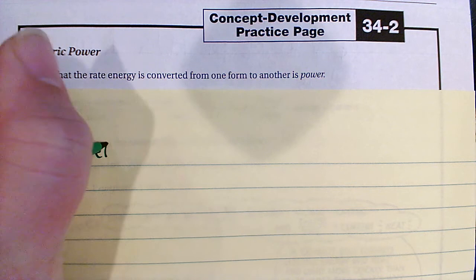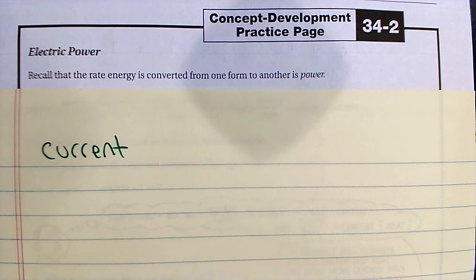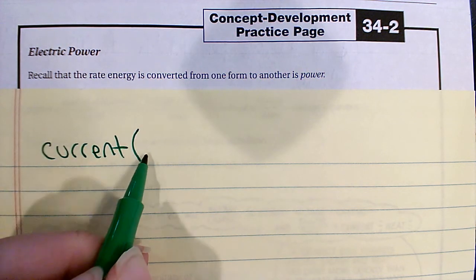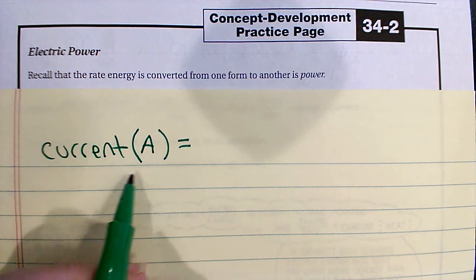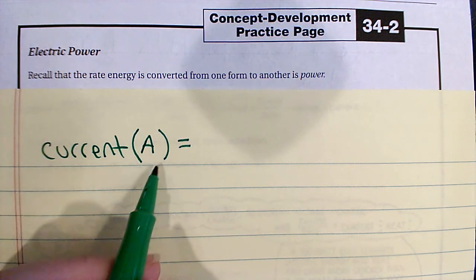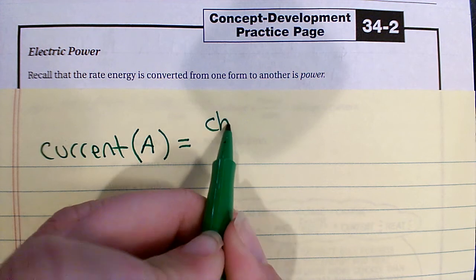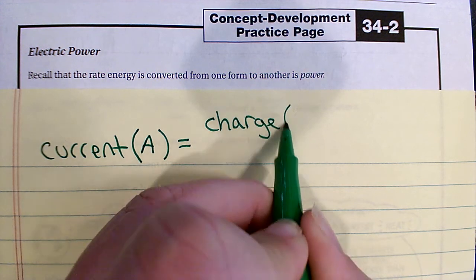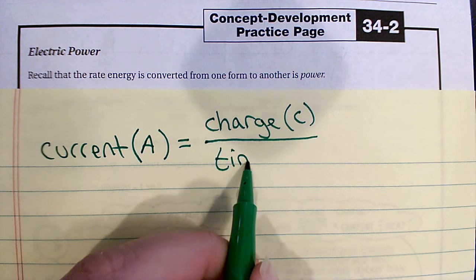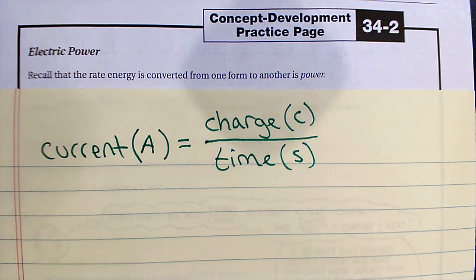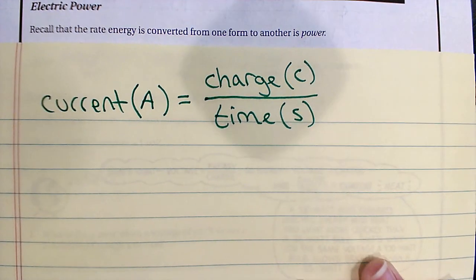So current, and I'm going to put the unit with it in parentheses. Current is in amps, and that is how much electricity is flowing, or how fast the electricity is flowing. So that is the charge in coulombs divided by time in seconds. All right, so there's one very important formula.